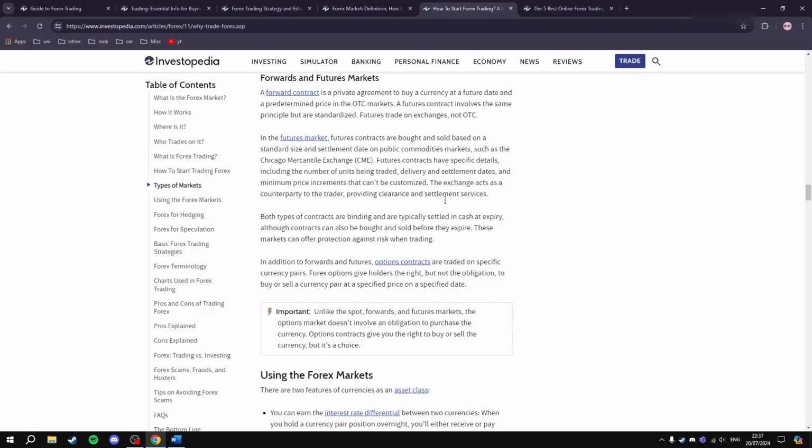In the futures market, futures contracts are bought and sold based on a standard size and settlement date on public commodities market, such as the Chicago Mercantile Exchange. Futures contracts have specific details, including a number of units being traded, delivery and settlement dates, and a minimum price increments that can't be customized. The exchange acts as a counterparty to the trader, providing clearance and settlement services.